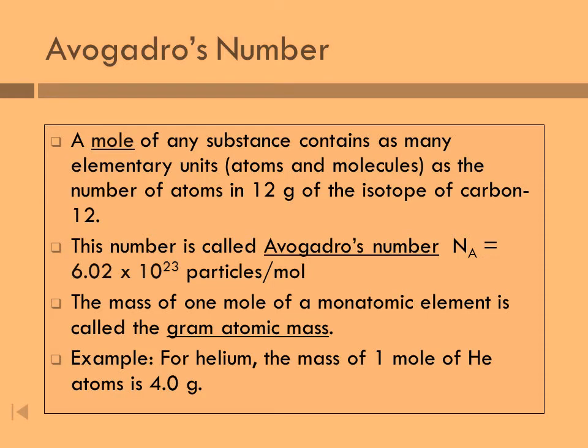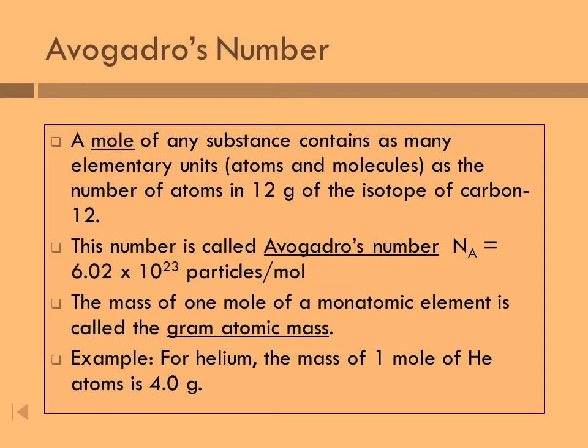Then we will move towards Avogadro's number. As already discussed, 1 mole is 6.022 into 10 to the power 23 atoms. So we can also say it is the number of atoms in 12 gram of the isotope of carbon, carbon-12. And as we know, Avogadro's number, capital N subscript A, is the same amount.